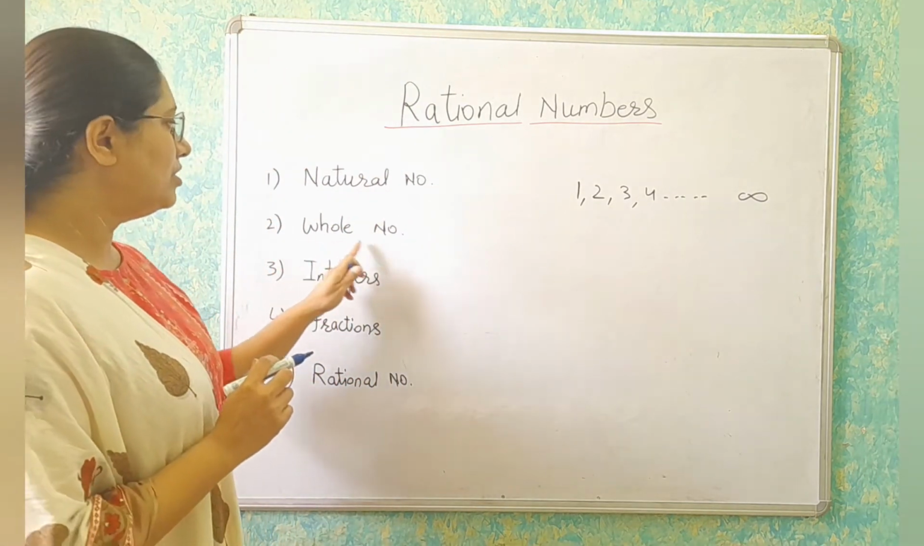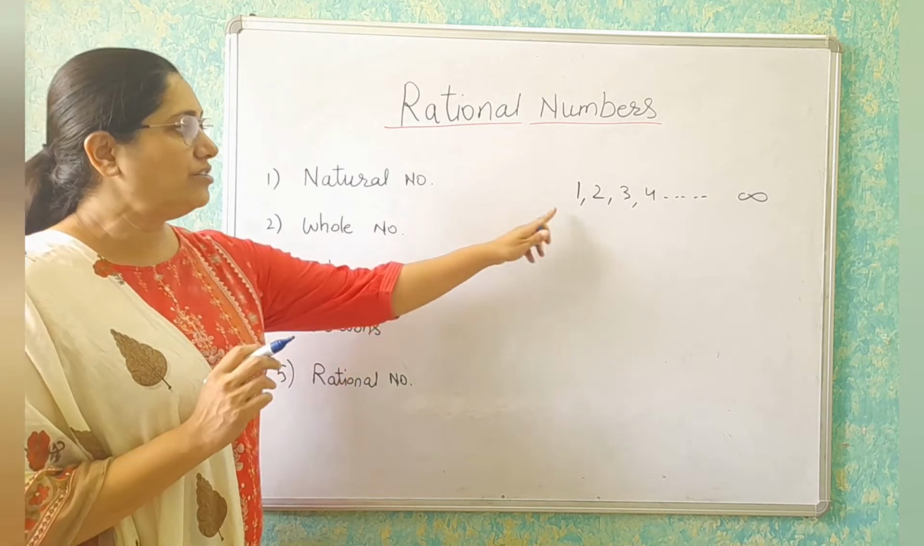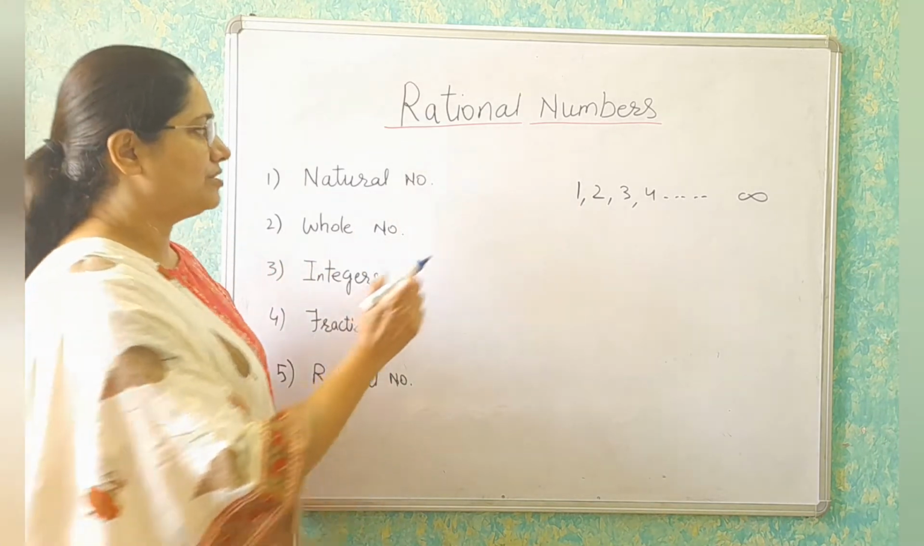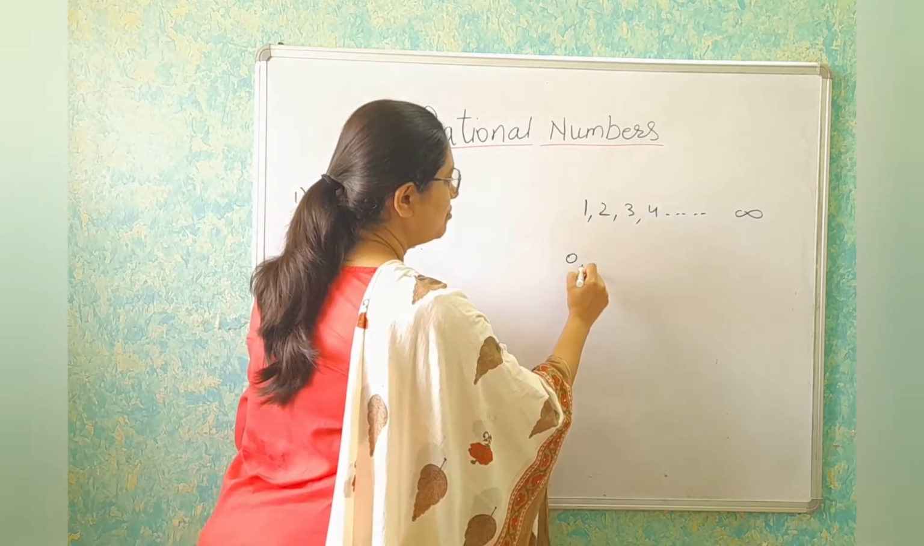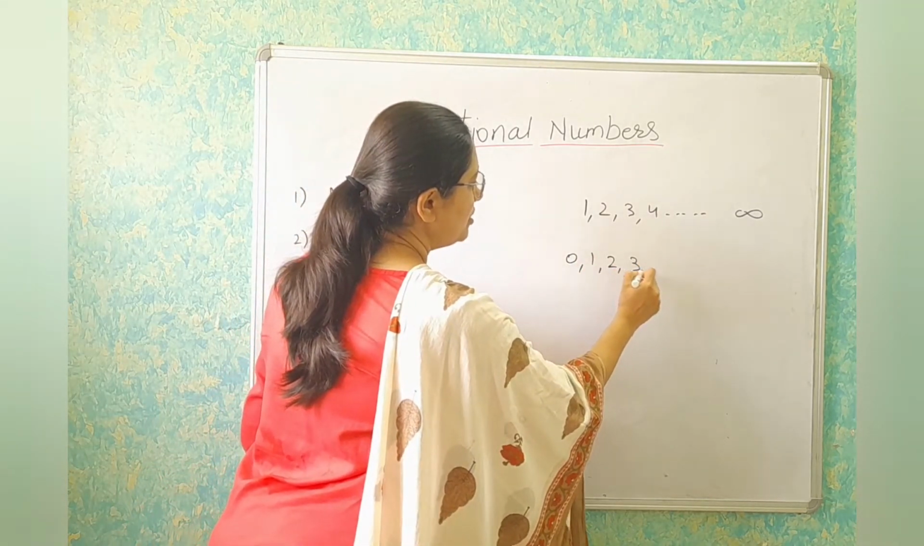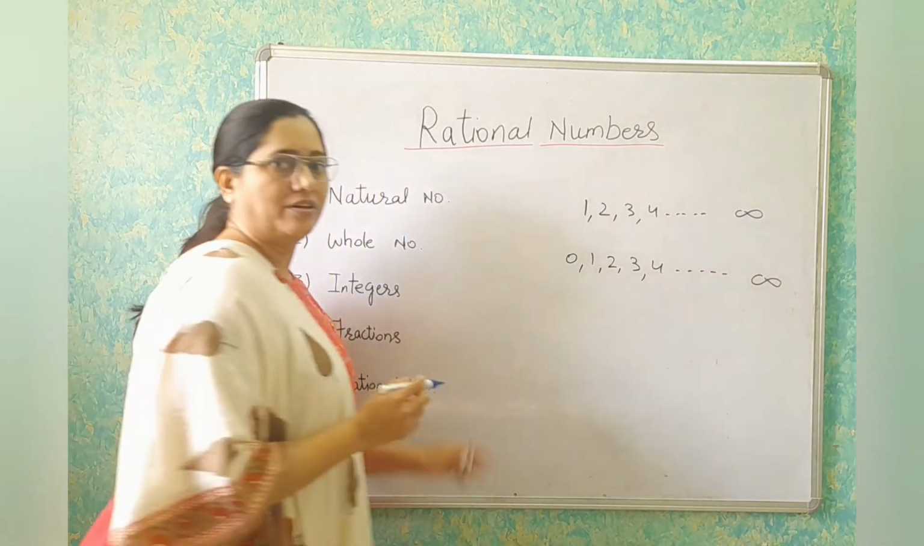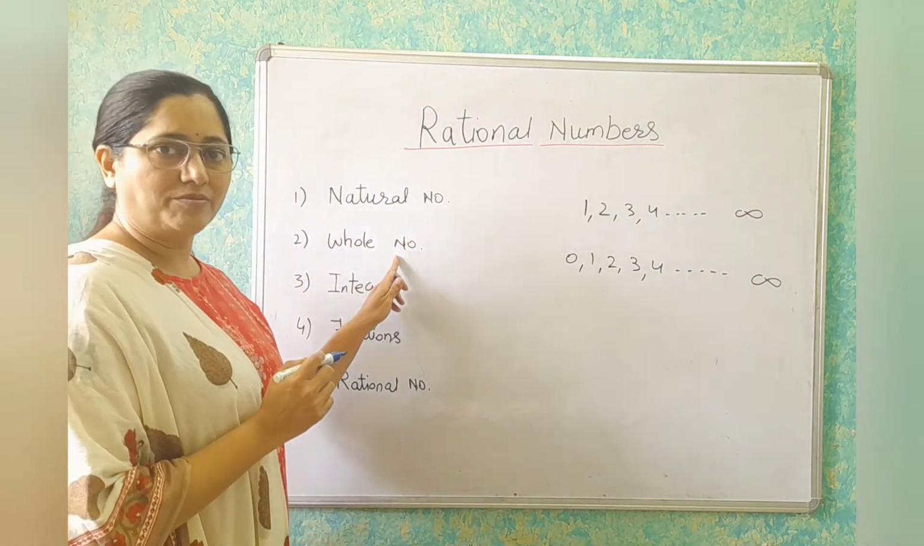Second one is whole numbers. If I add 0 to this list, then all these numbers will become whole numbers. So I can say 0, 1, 2, 3, 4 and so on up to infinity. All these numbers are whole numbers.